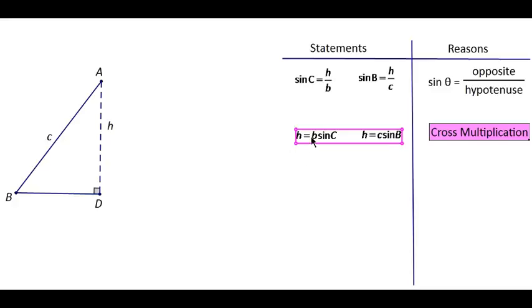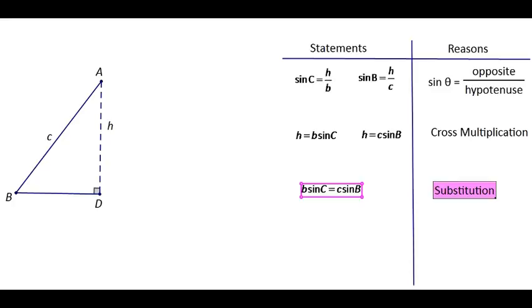Next, we recognize that B sine C is equal to H and C sine B is equal to H. So they're both equal to H. Therefore, they're equal to each other. That's the substitution property. You may have seen that in systems of equations in Math 1201. Substitution. Some of you may know that as transitive property. Equally valid here.